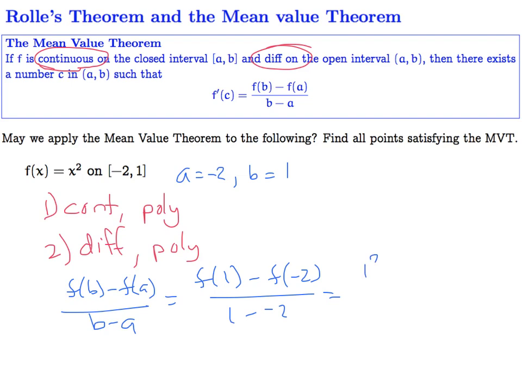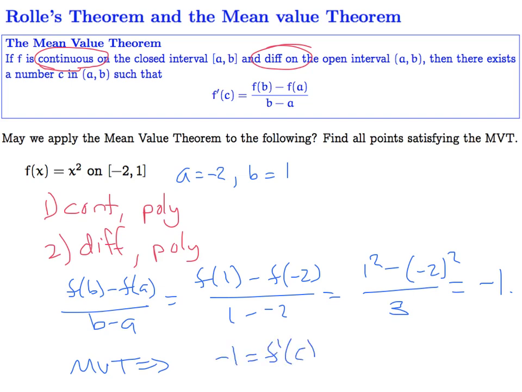We take f of 1 minus f of negative 2 all over 1 minus negative 2. Arithmetic: 1 squared minus negative 2 squared all over 3. And what do we end up with? Negative 1. And so what the MVT says is that negative 1 is equal to the derivative of our function at some point, which in this case is 2c. And so we solve, and we find that c is equal to negative 1/2.